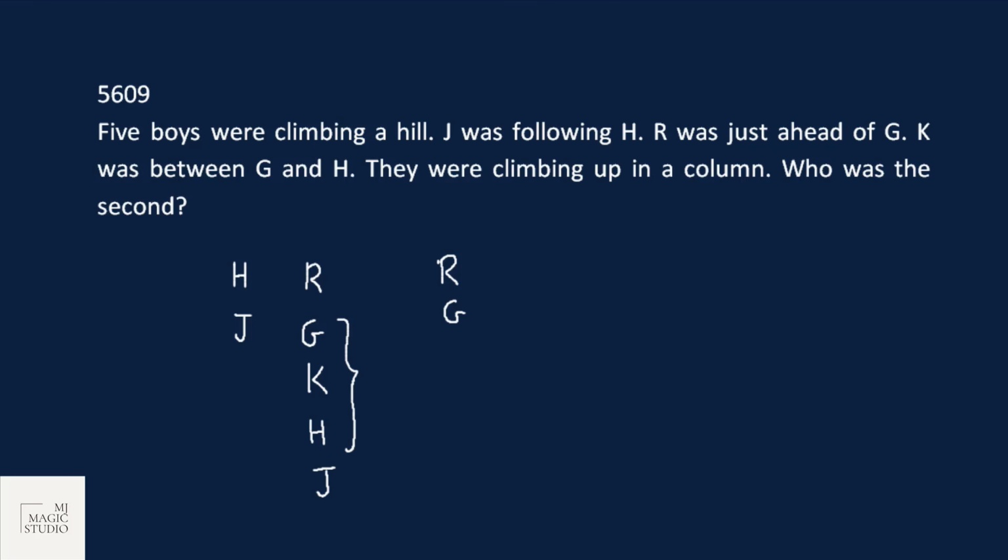Obviously, this is the only option we are left with, because K should be after or before G, and R is already before G. That means K is after G. Then we should have H and then J. 5 boys are there. Done. This is the sequence in which they are climbing up in a column. Who was the second? Obviously, second from the top they would be asking. That is G. In the given space, you need to type G.